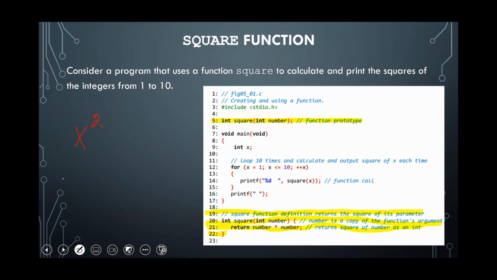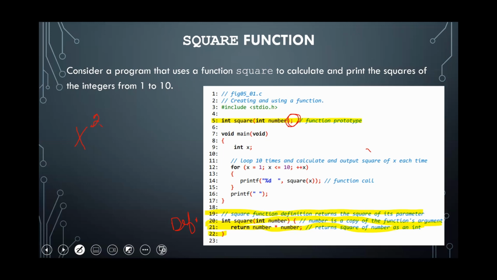Let's see if I can write that on here and not make a mess. Definition. There we go. That's not too bad. Okay, so we've got the prototype on 5. We've got the definition here on basically 20 through 22. 19 is just a comment. Few things to notice. After our function prototype, we do have a semicolon. Okay, so we do want the semicolon there to say end of line.